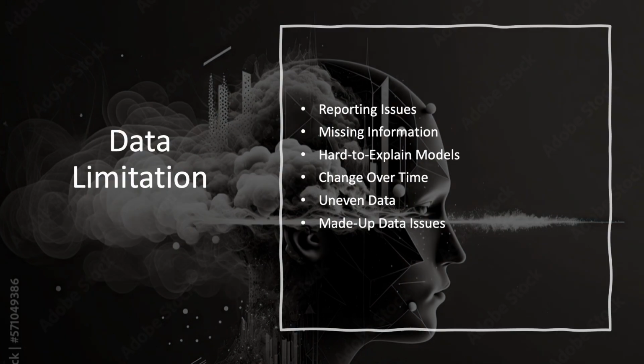So let's talk about data limitations. Our data has some limitations, such as reporting issues and missing information. People might not always give correct information about whether they smoke or not. And also, we might not have all the details that explain why someone smokes, like how much money they make or how they are feeling.